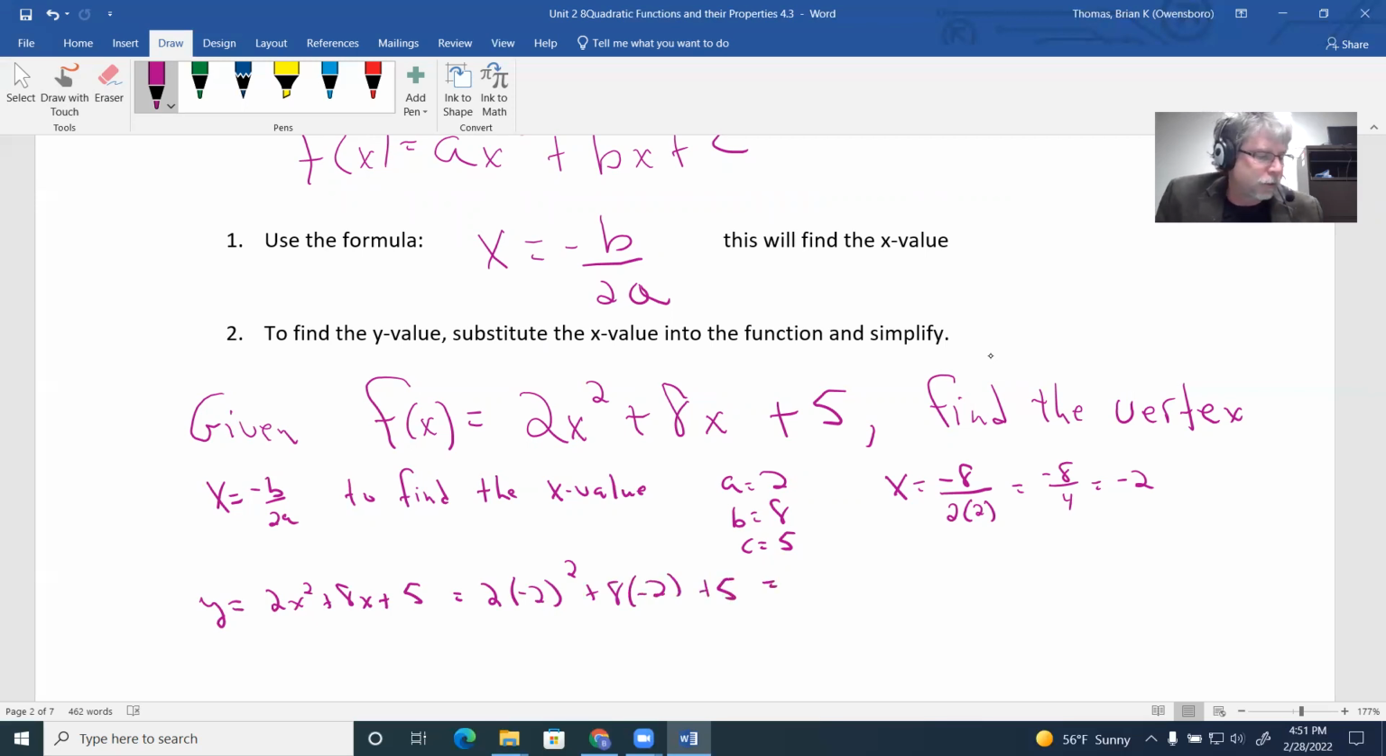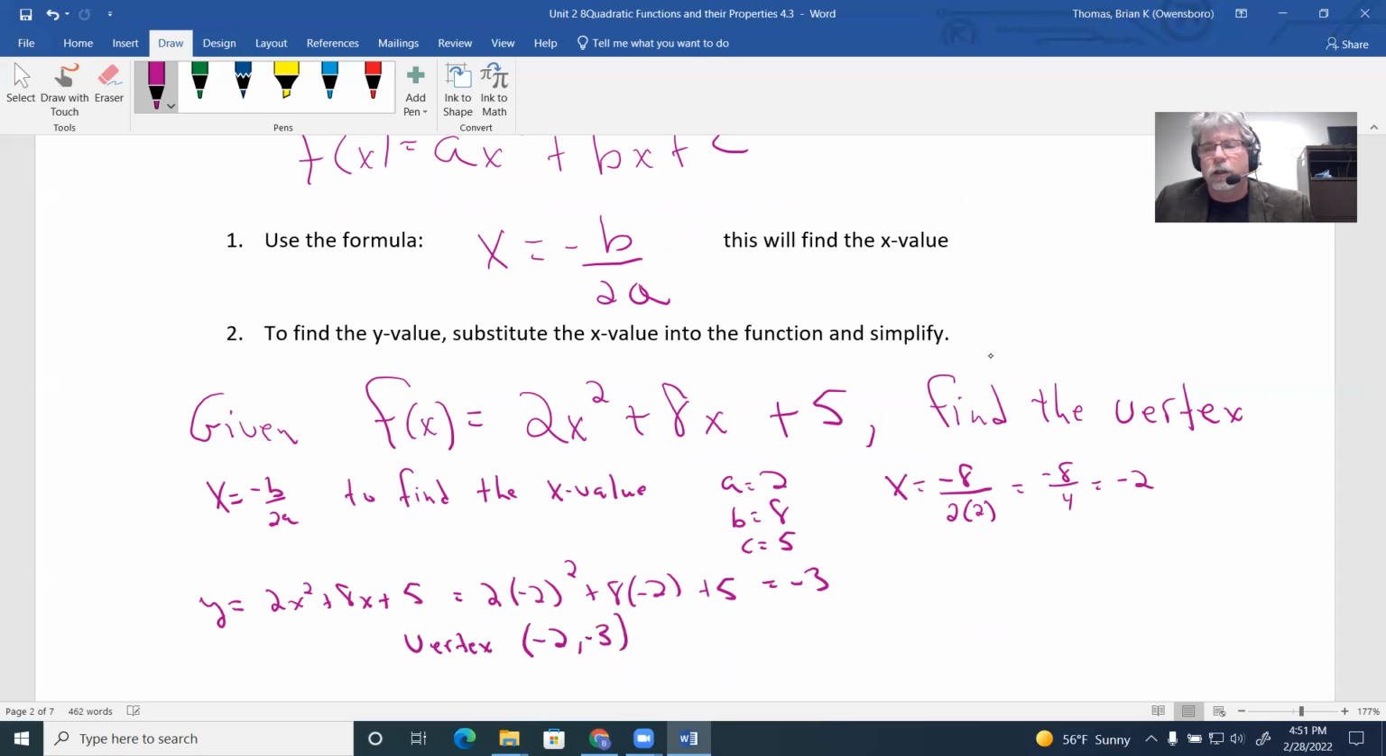And I'm just going to let the calculator do that. So we'll put that in there. So 2 in parentheses, this negative 2, close parentheses squared, plus then 8 times negative 2, close parentheses there, add 5. Looks good. And that's going to give me a negative 3. So my vertex is going to be the ordered pair, negative 2, negative 3.